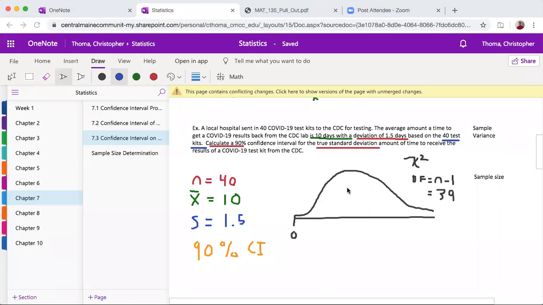So I have a 90% confidence interval. Yeah, I'll do that after I finish this one.